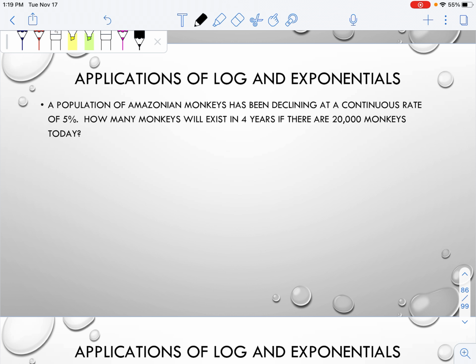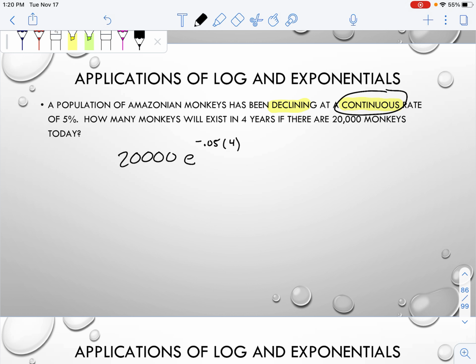Okay, so a population of Amazonian monkeys has been declining at a continuous rate. Okay, declining, continuous rate. How many monkeys will exist in 4 years if there's 20,000 monkeys today? So, initial value is 20,000. Okay, e, because it's continuous, and our rate is 5%, but we're losing 5%, raised to the 4 years.